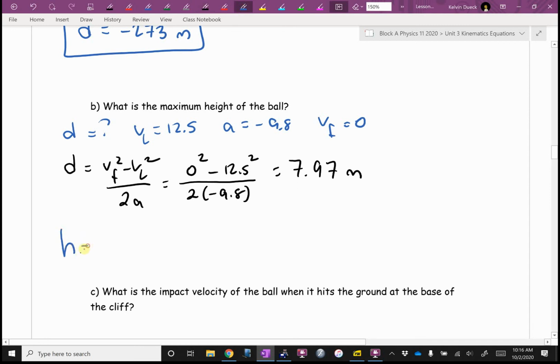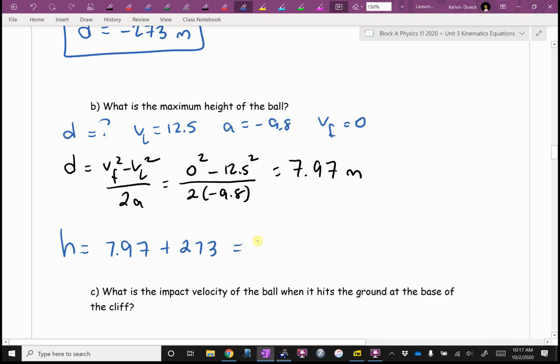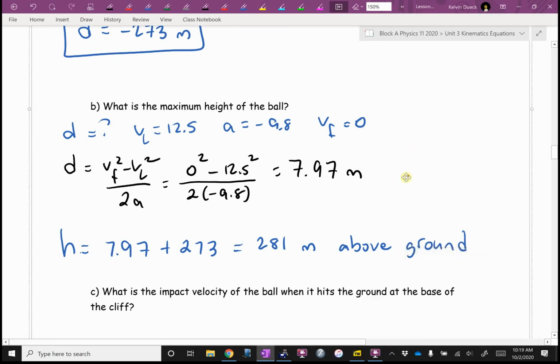So I'm going to use h for height. That's going to be 7.97 plus positive 273 if I go from the ground up. The actual height of the ball is going to be 281 meters above the ground. What we found was its displacement from where it started, but that's not really what this question asked. So that's why you kind of got to interpret the questions a little bit. I'm going to pause. Keep going.